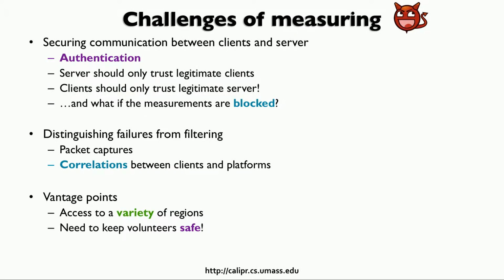We also need to distinguish failures from filtering, so looking at packet captures to see injected reset packets, and having the ability to correlate between multiple clients. So are we seeing a bunch of events with clients in a given subnet? Are we seeing events across clients in a given country, and so on?